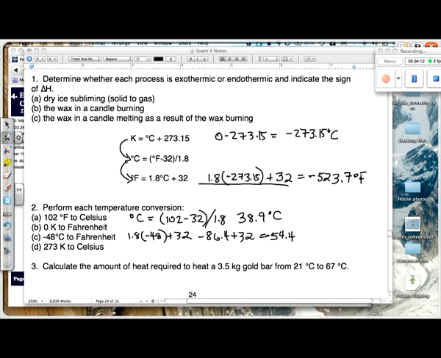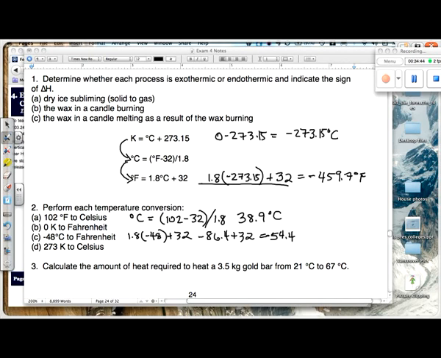Let's go back to B, and let me do that again. And so I was wrong there. It should be, of course it's still negative, 459.7, negative 459.7 degrees Fahrenheit. Okay, one more.